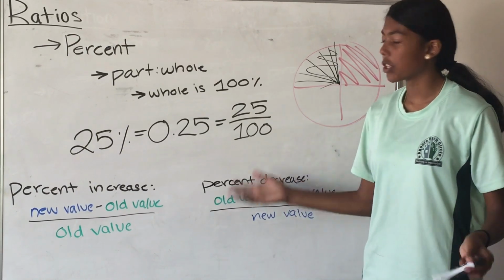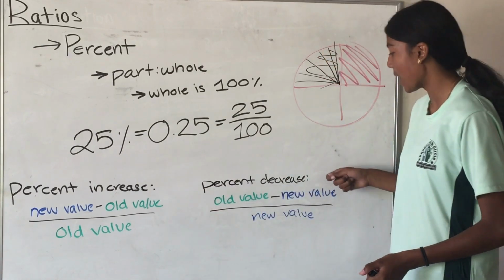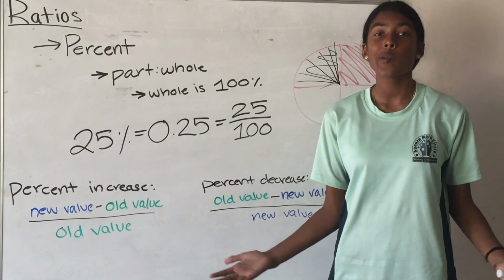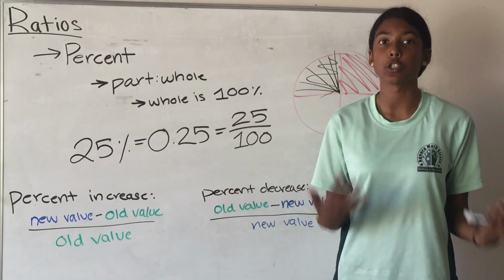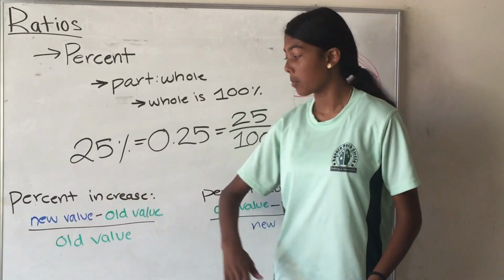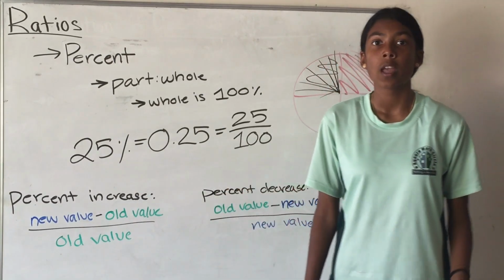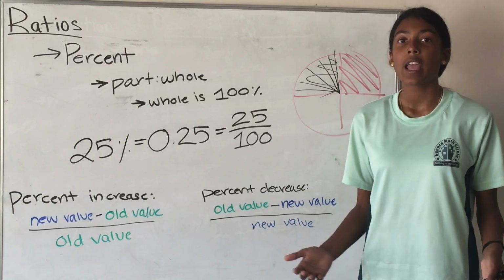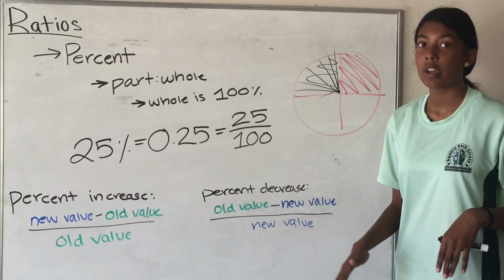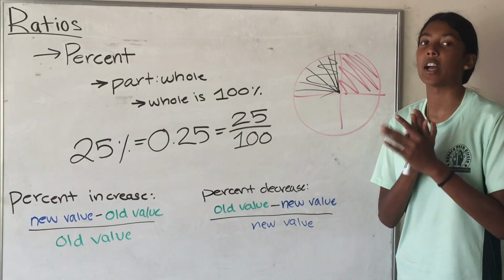There are two things that we use for percents mainly, which are percent increase and percent decrease. This is when we start off with something and go to another thing, and we want to see by how much percent it has changed. If we're doing a percent increase, we're going to start with the new value, subtract the old value, and divide it by the old value. If we want to find how much percent it's decreased by, we're going to start off with the old value, subtract the new value from it, and then divide again by the new value.